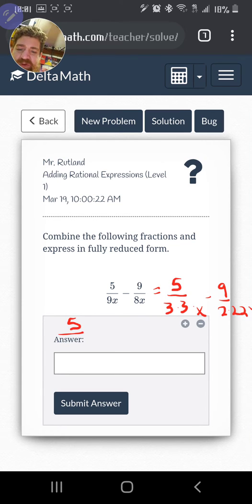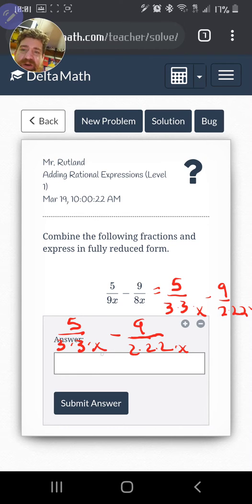Because what you want to do is make sure that each fraction has the same exact prime factors in it. 9 over 2 times 2 times 2 times x. Okay, so you look at it, both of them have x's in them. Okay, so that part's good. But we have 2 3's in the first one. We have 3 2's in the second one. The factors that are in your denominators have to match exactly before you can add or subtract these.